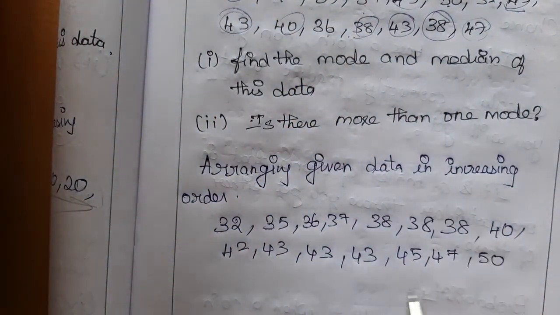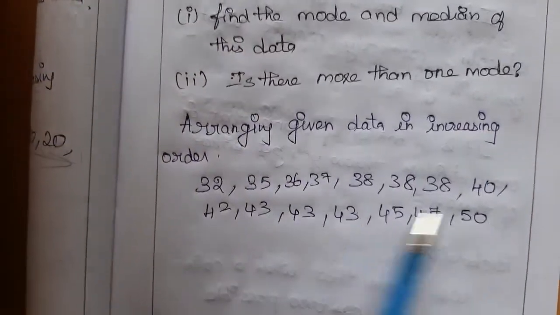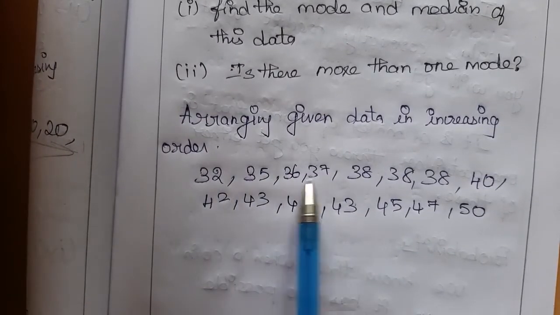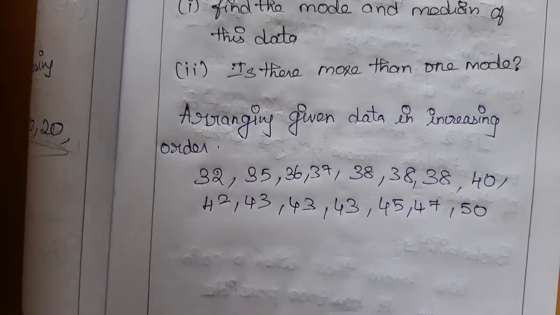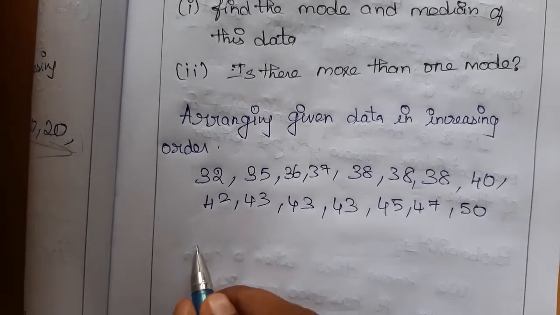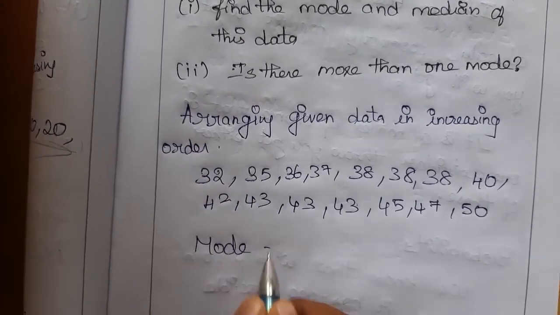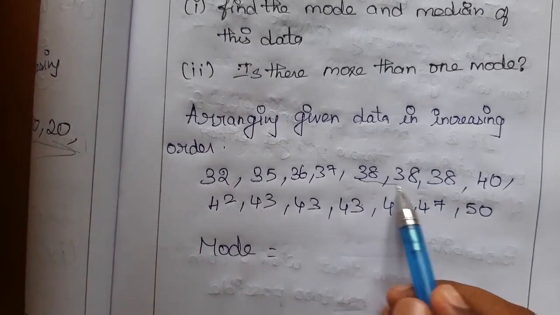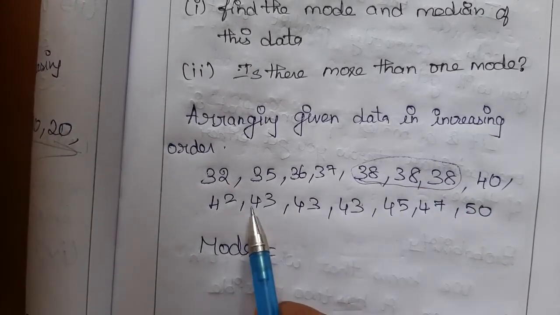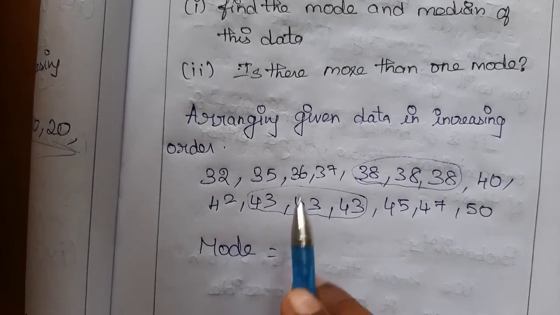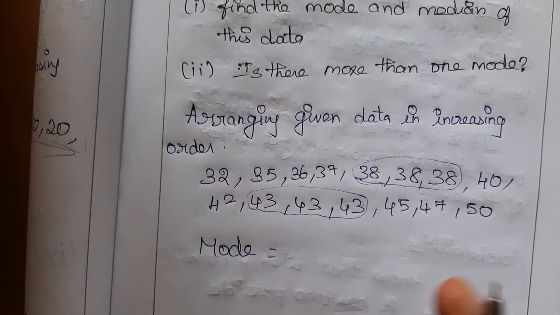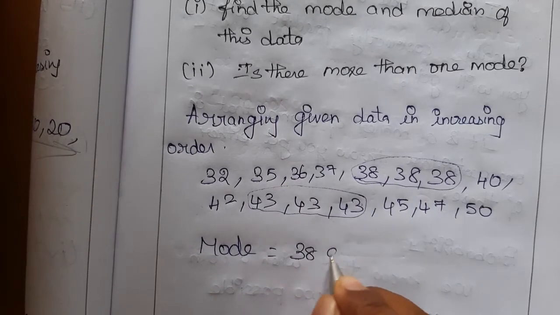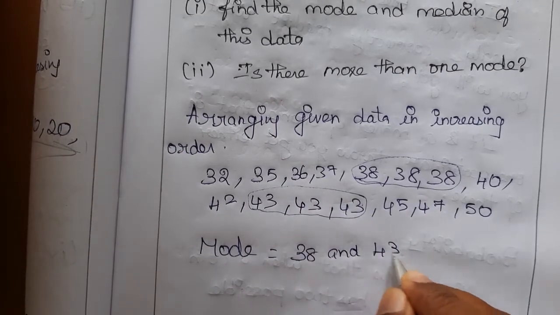So check whether 15 data are there, since they said 15 students. 1, 2, 3, 4, 5, 6, 7, 8, 9, 10, 11, 12, 13, 14, 15. So 15 data are there, we arranged it. The first thing is mode. So which is most repeated? The 38 is 3 times repeated and 43 is 3 times repeated. So both are repeated the same number of times. So there are 2 modes, 38 and 43.